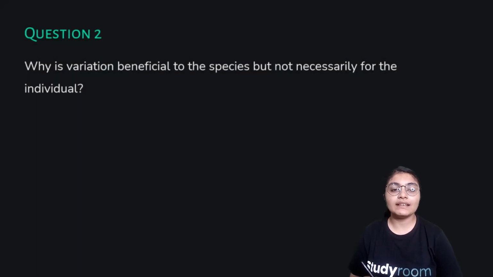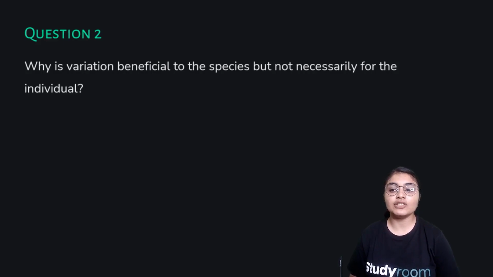The next question is, why is variation beneficial to the species but not necessarily for the individual? So we know that in order to continue the species generation by generation to sustain on this planet, we have this very good process, a characteristic called variation. The various populations of organisms interact with many types of ecological niches, right? This is important for them to survive in given conditions. As we talked about the environmental conditions that the species or the individuals of the species are exposed to, right? So in order to combat those adverse environmental conditions and sustain the species on this planet, there is this important and beneficial process called variation, right?